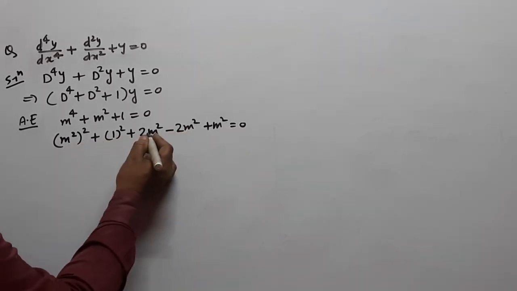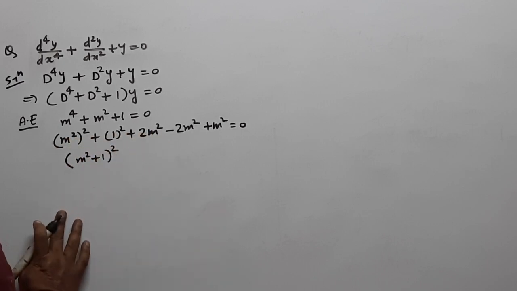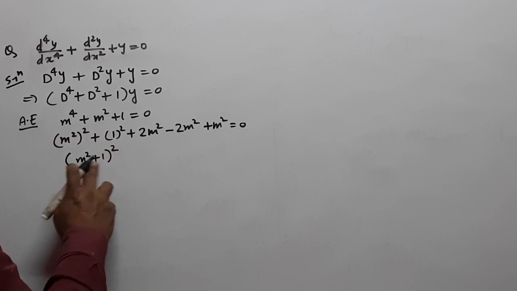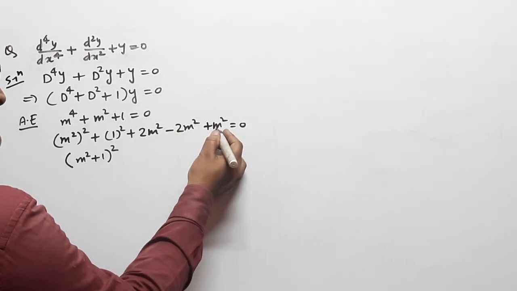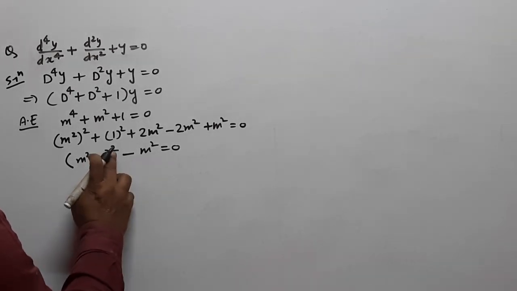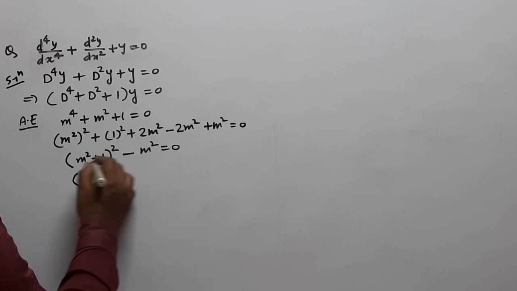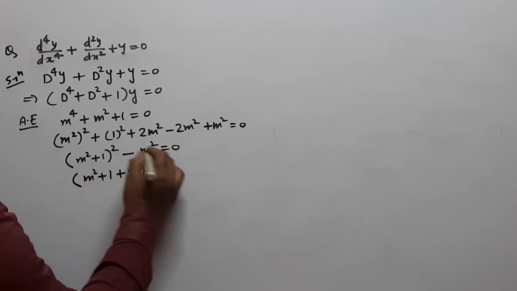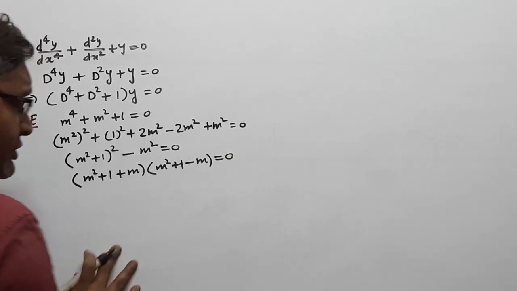Now taking these first three terms, you can see this is the square of (m² + 1): (m²)² + 1² + 2 times m² and 1. Now this minus 2m² plus m², this is minus m². Now using the formula a² minus b², we get (a + b) in one bracket, so we write here (m² + 1 + m), and in the second bracket (a − b), so this is (m² + 1 − m) equal to 0.